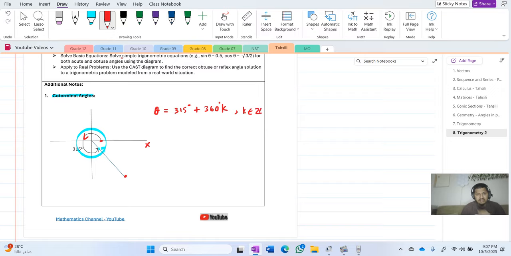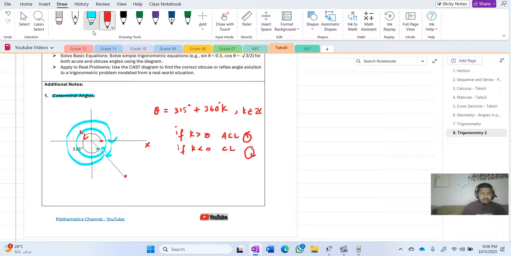So if the value of k is positive, then you are going in the anti-clockwise direction, and if the value of k is negative, you are going in the opposite direction, the clockwise direction. So if k is greater than 0, we're going anti-clockwise, and if k is less than 0, we're going clockwise, in other words this direction here. Anti-clockwise is the reverse, right? I hope you guys understood that.